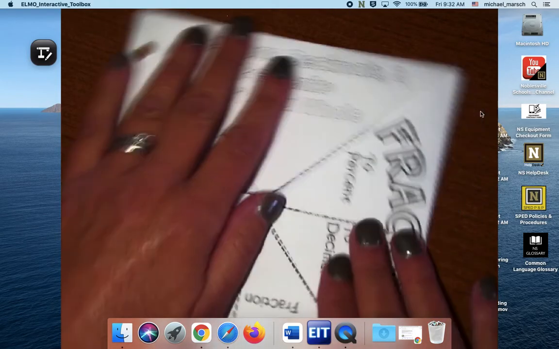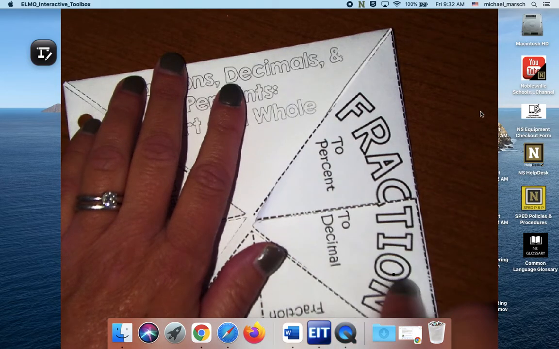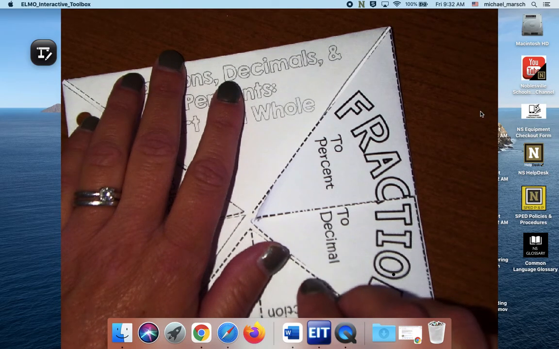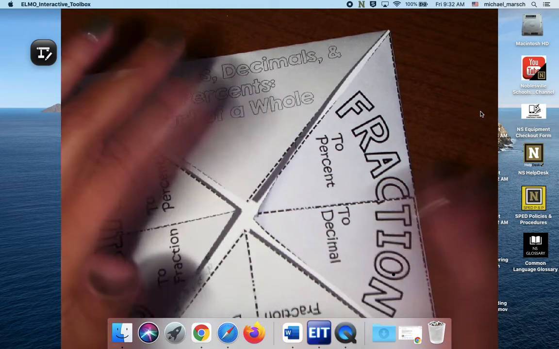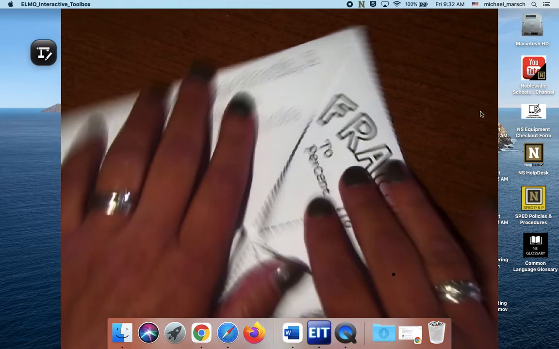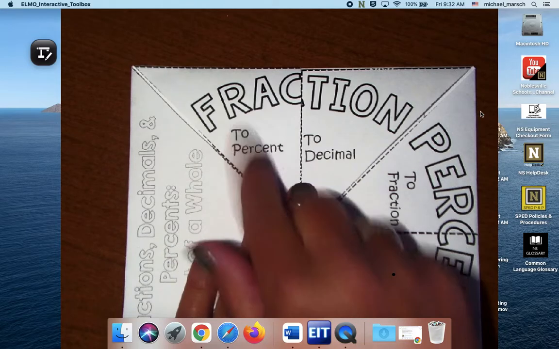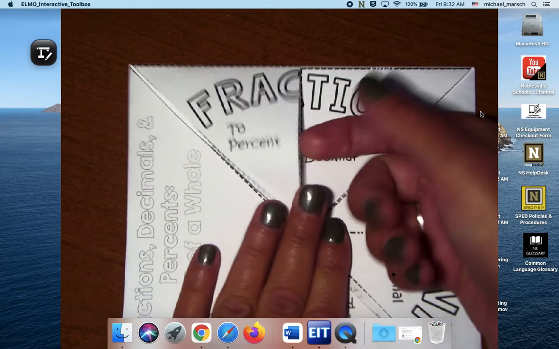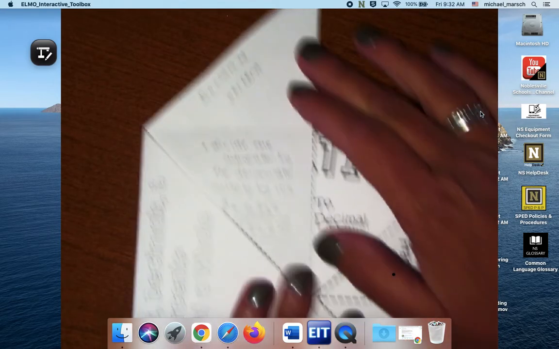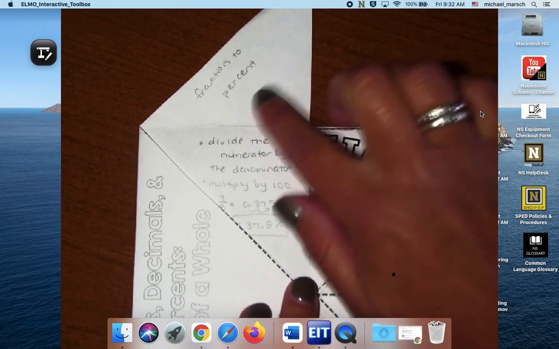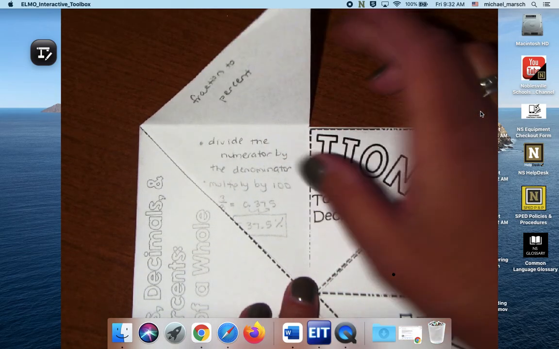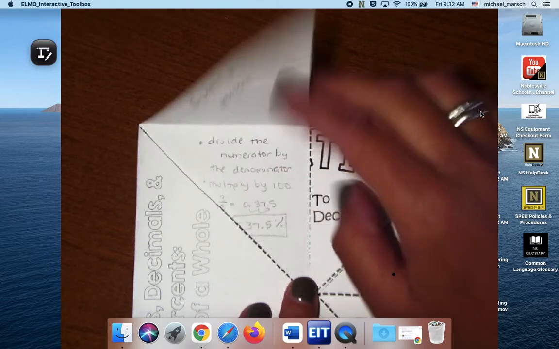We're going to work our way through each different conversion, and as we go, I'm going to advise you to pause so you can copy what each one says. So let's start with fractions. If I want to convert a fraction to a percent, you're going to open up this flap here, and you'll see where it says fraction to percent up here. I rewrote that because you can't see that when it's open, right?